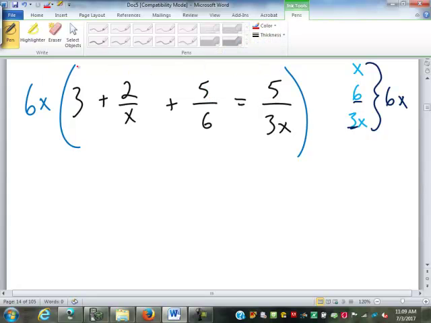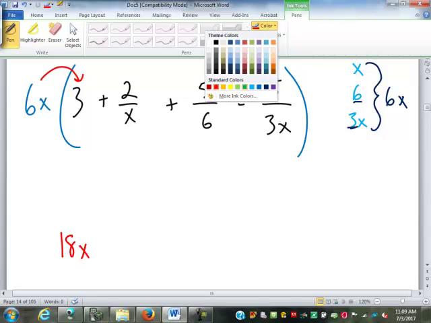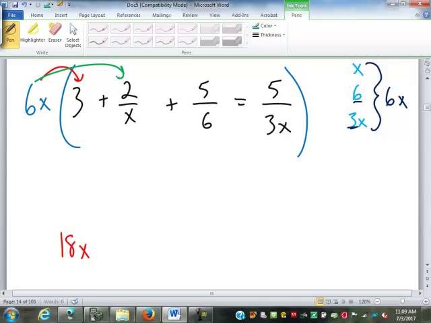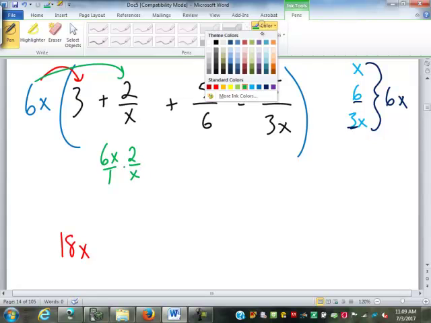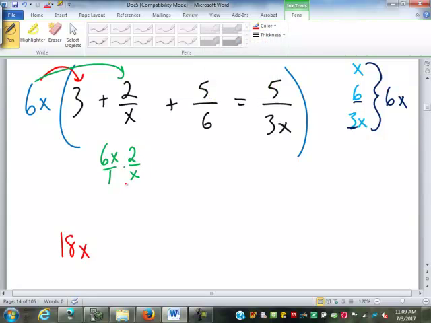Now this first one's not bad. 6x times 3 is 18x. 6x times 2 over x. Well, 6x over 1 times 2 over x. I could cross cancel the x's if I wanted to. Or I can do 6x times 2 is 12x. 1 times x is x. What's 12x divided by x? That's just 12. Good.